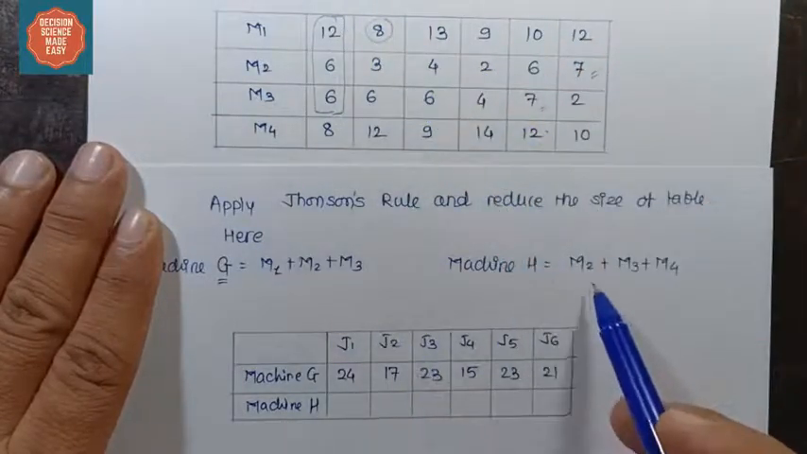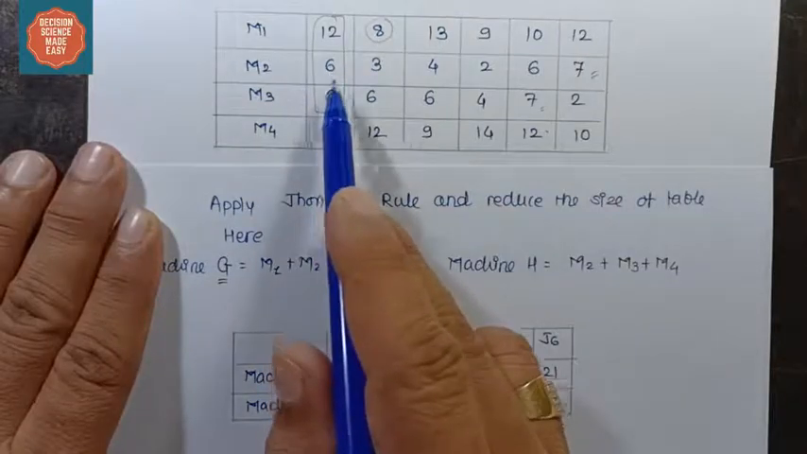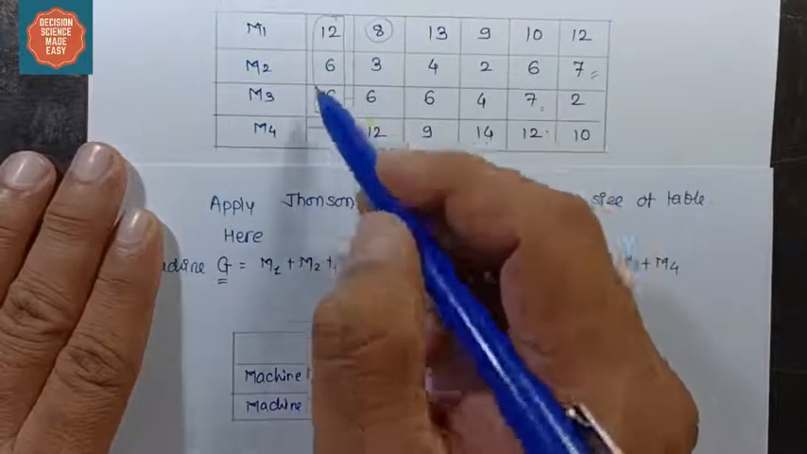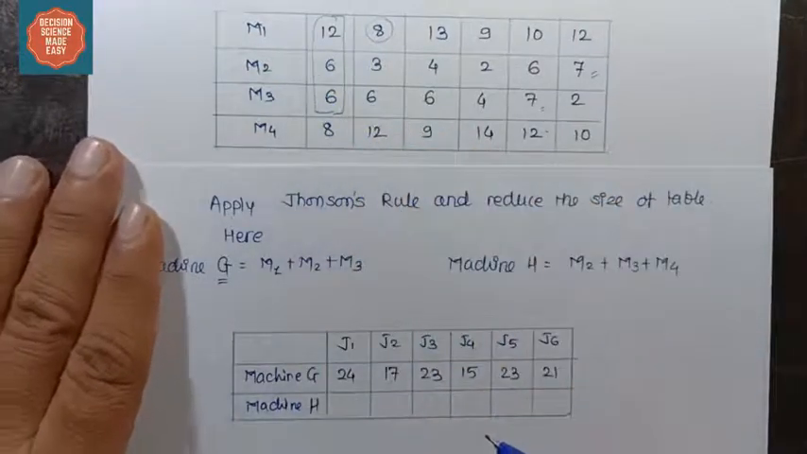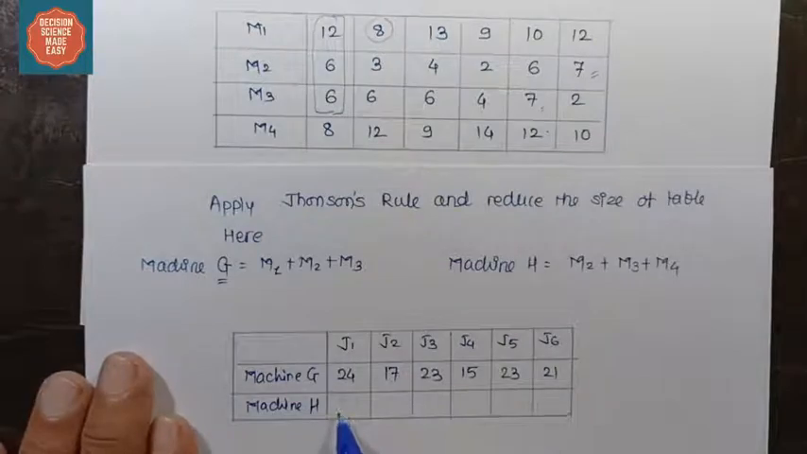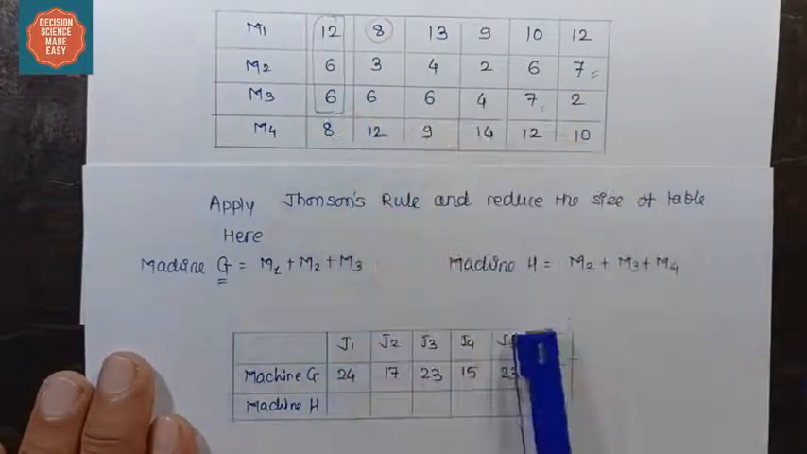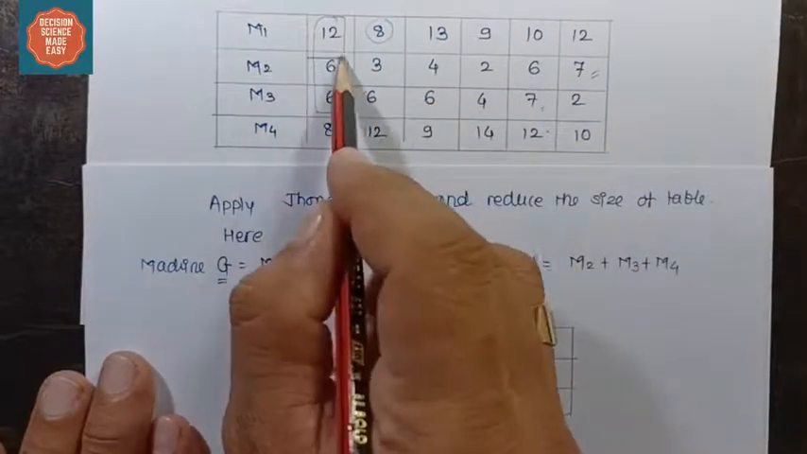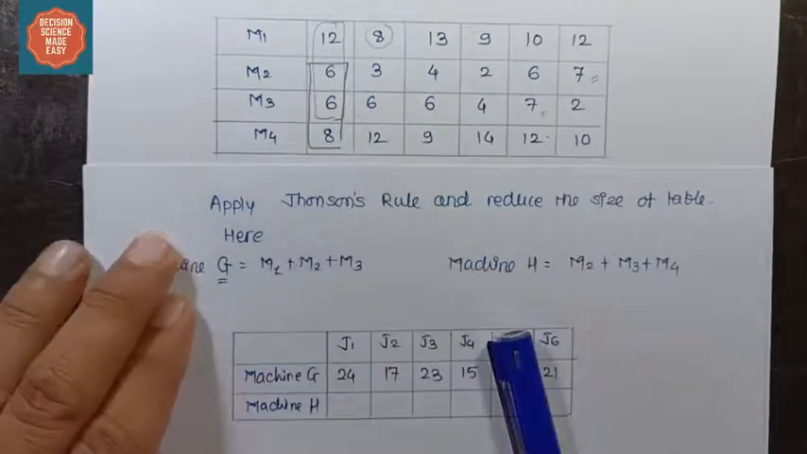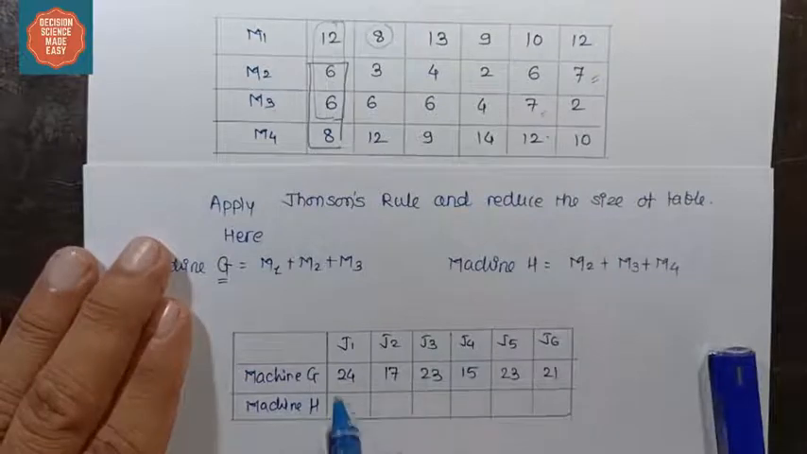Similarly, machine H is the value of M2 plus the value of M3 plus the value of M4. I am going to put the cumulative value here. So this is nothing but 6. See these particular values, 6 plus 8 is nothing but 20.